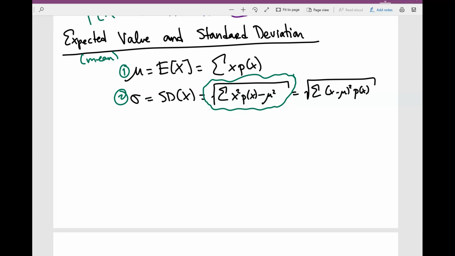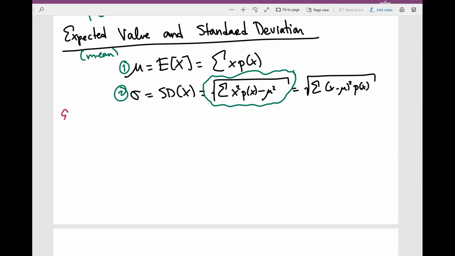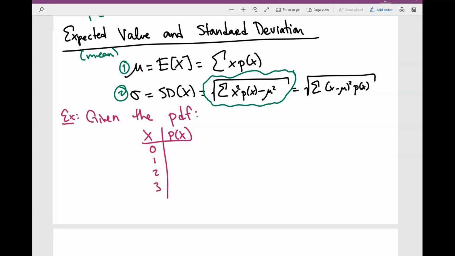So let me go ahead and give you an example. Given the PDF, here's my probability distribution, P of x. Let's say you had x values 0, 1, 2, and 3, and then you want to put in probabilities 0.2, 0.1, 0.4, and 0.3.